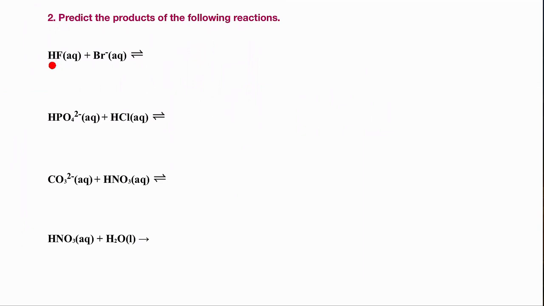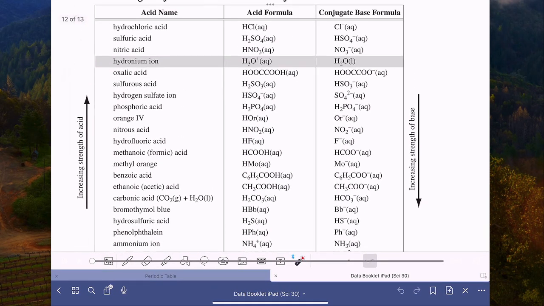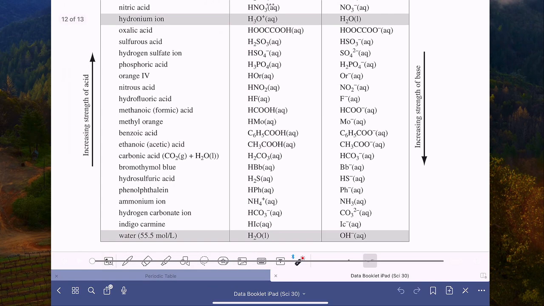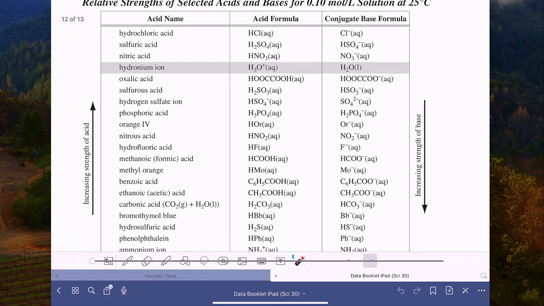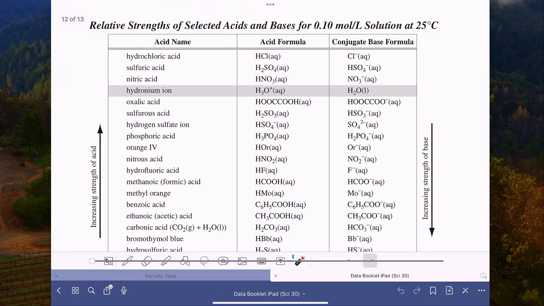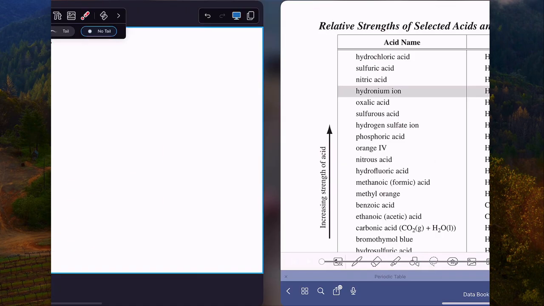We have HF and we have Br negative. So we have to figure out which is the acid. Well, I know this is the acid, but let's check anyway. Br negative, where are you? I can't find it on this one. Interesting, hydrobromic acid. Anyway, it was HF. The conjugate base is going to be F negative. So let's write that down.